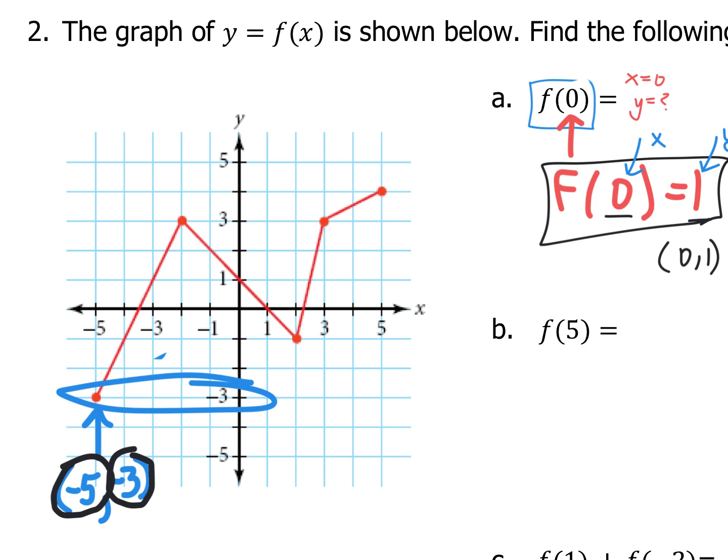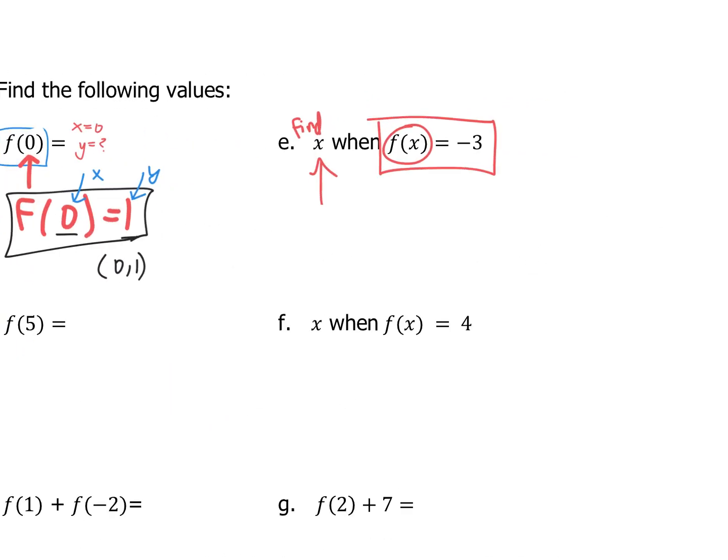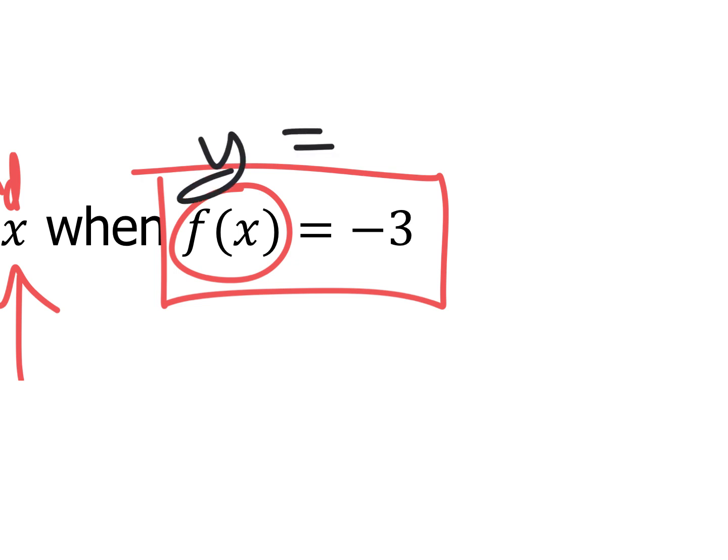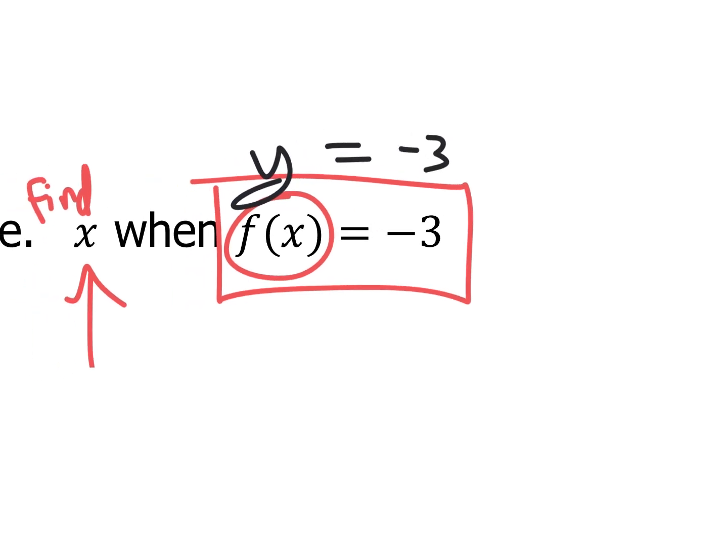Okay? That's how to think these through. They're telling you either X or Y. In this case, they told us Y was -3, and they were asking, what is X? And we figured it out, and I think it was -5, right?